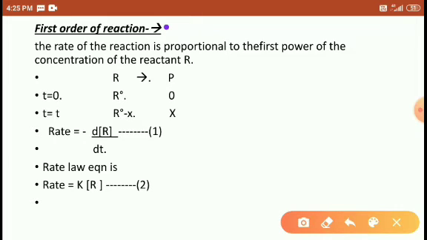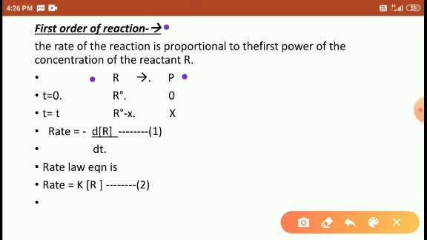It means if you increase the concentration of the reactant one time, the rate also increases one time. If you increase the concentration of the reactant double, then the rate also doubles. If you increase the concentration of the reactant triple, the rate also triples, right students? So let's see, students, how to express this mathematically.